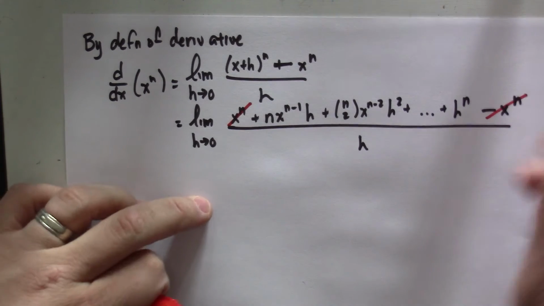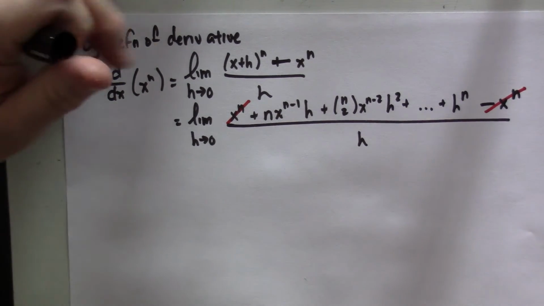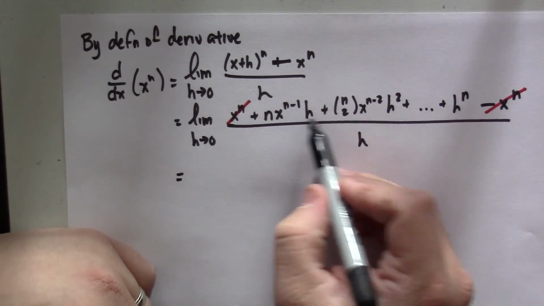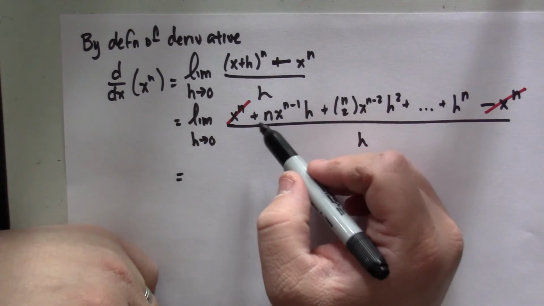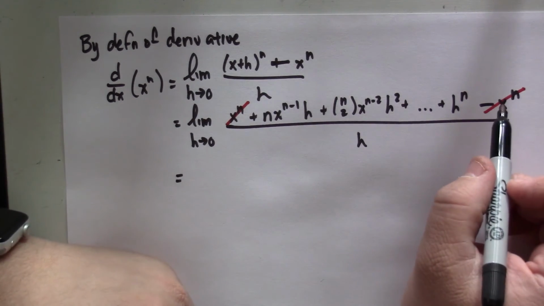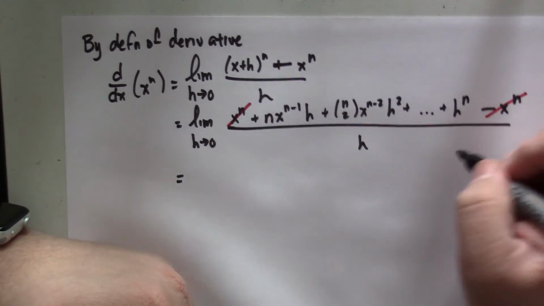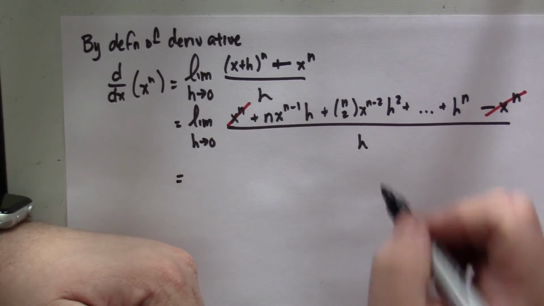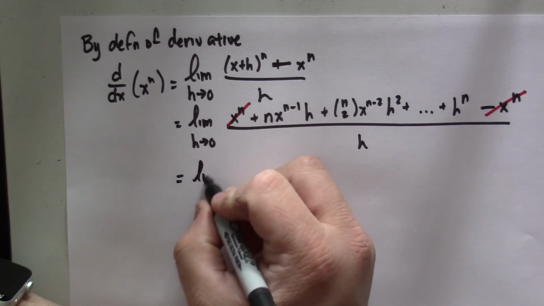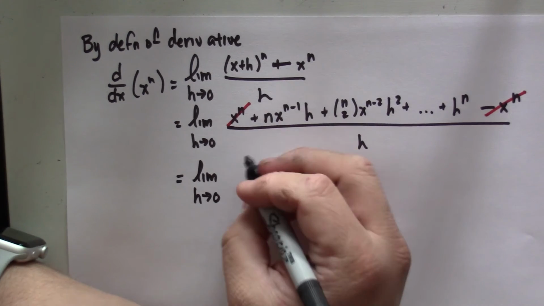x to the n minus x to the n is 0. Here's where we've really got to stop and think and pay attention. Every term in this expansion has an h in it except for the first one, but we just canceled the first one. So this has an h, this has an h squared, the next one has an h cubed, the next one has an h to the fourth, and it goes on until I hit h to the n. Every one of them has an h. So since all of them have an h, I can factor out an h.